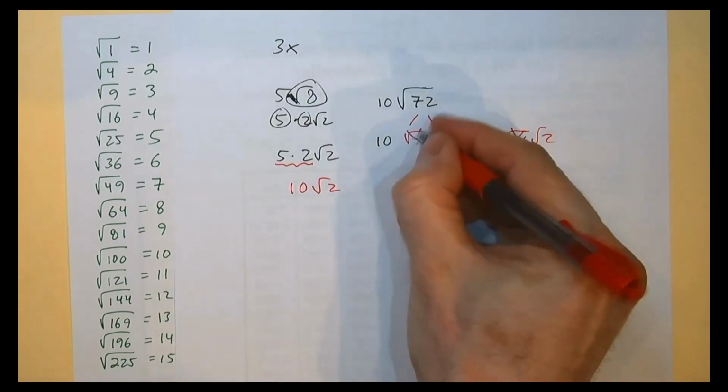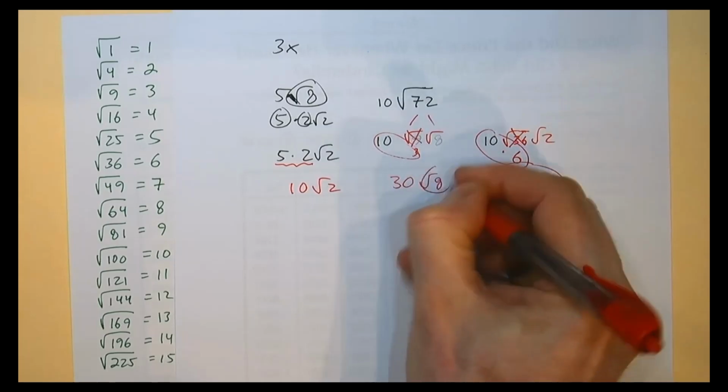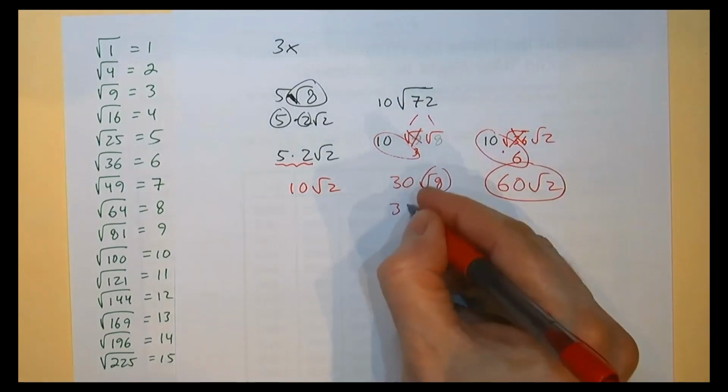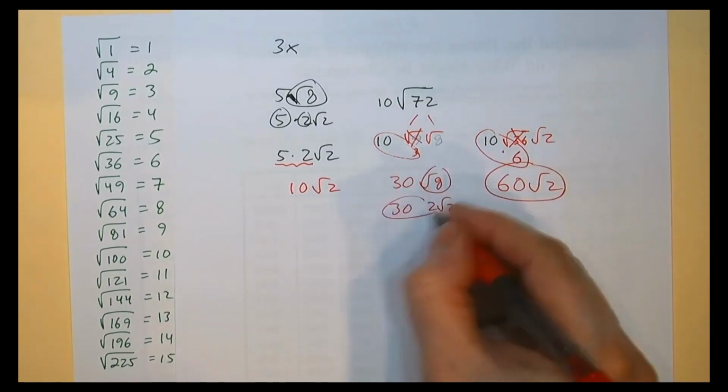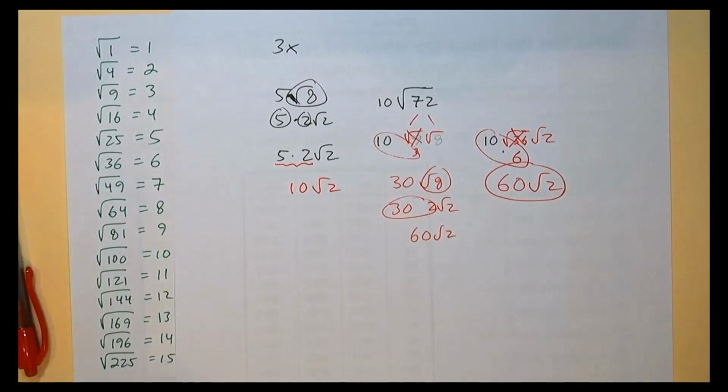If you did it like this, you get 3. 10 times 3 is 30, square root of 8. And you're like, square root of 8 again? 30 times 2 radical 2. 30 times 2 is 60 root 2. Okay, feel so smart? Let's give you some work.